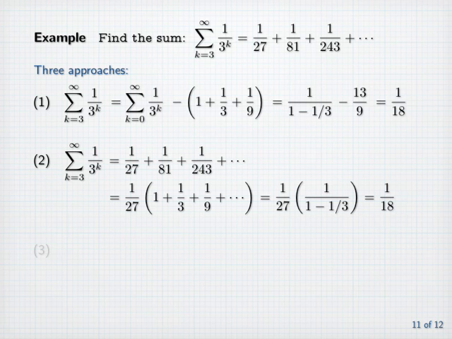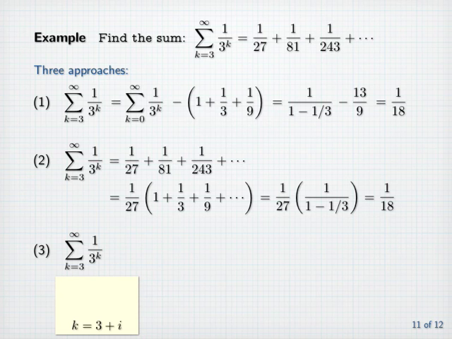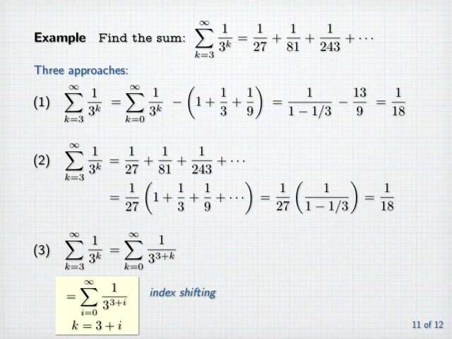Next, let's take the sum from k equals 3 to infinity of 1 over 3 to the k and change the index so that the index begins at 0. We'll replace k with 3 plus i. Then k equal to 3 corresponds to i equal to 0, and we can rewrite our series as the sum from i equals 0 to infinity of 1 over 3 to the 3 plus i power. Now there's really no need to use a different letter here for the index, so let's just write the sum from k equals 0 to infinity of 1 over 3 to the 3 plus k. This is an example of what's sometimes called index shifting.